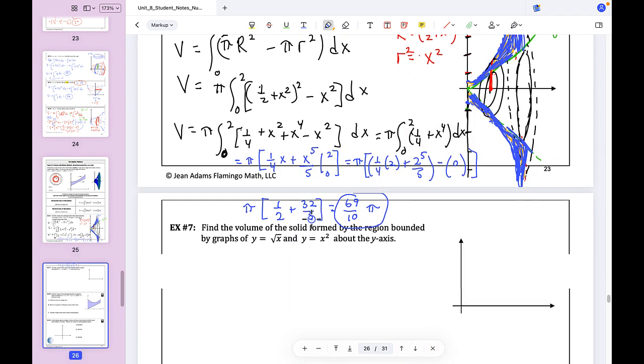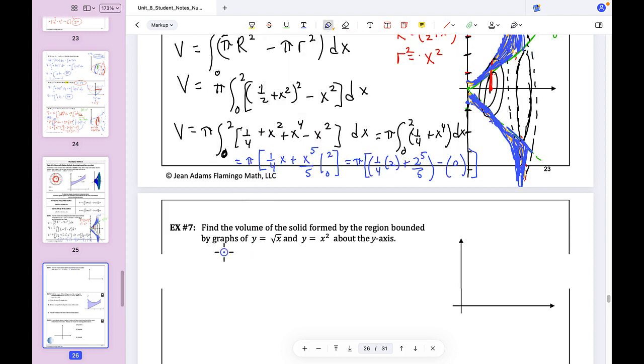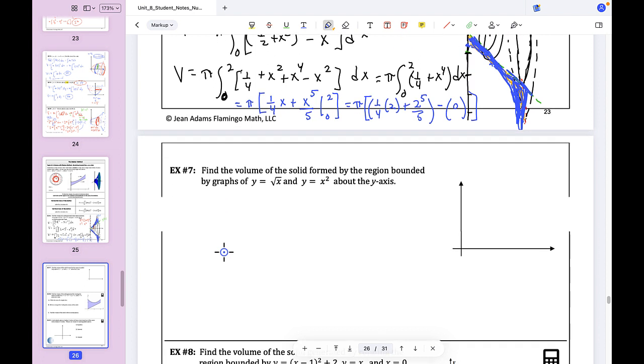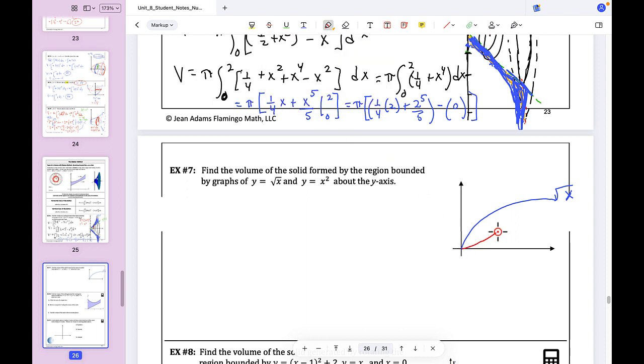I'm going to just erase this space so I can have a little more room and write. And I'll try to do a neater job. Okay, so the next one, the volume of the solid formed by the region bounded by the graphs y equals the square root of x and y equals x squared. Okay, so y equals the square root of x, that is basically that right there, and then y equals x squared, well, that's going to be this curve here, right, x squared.